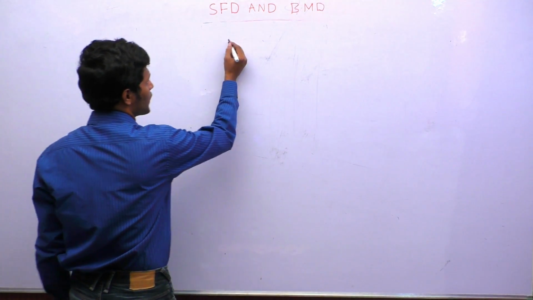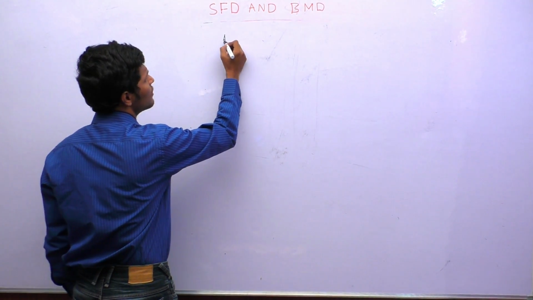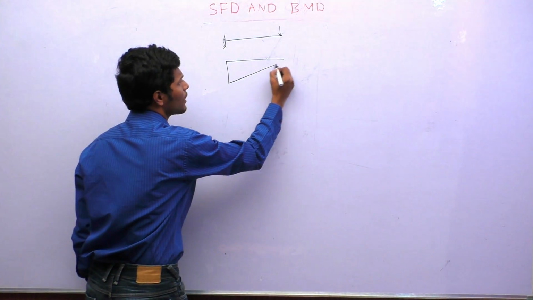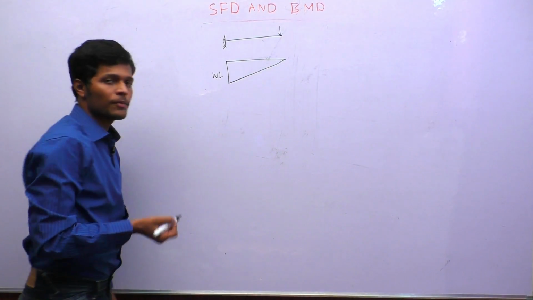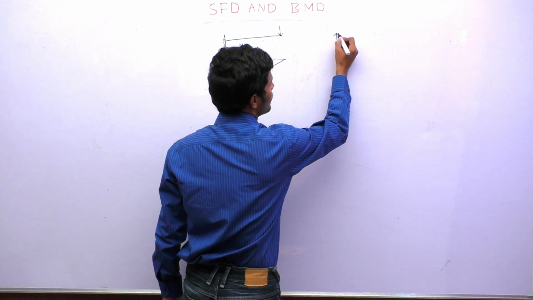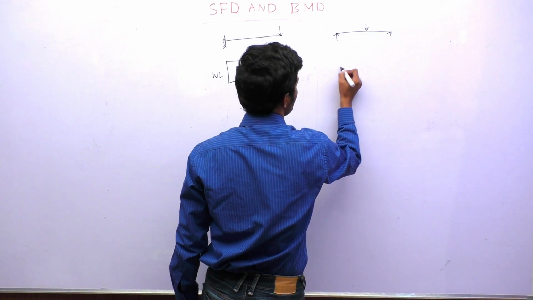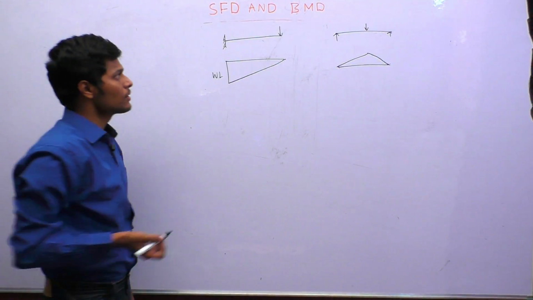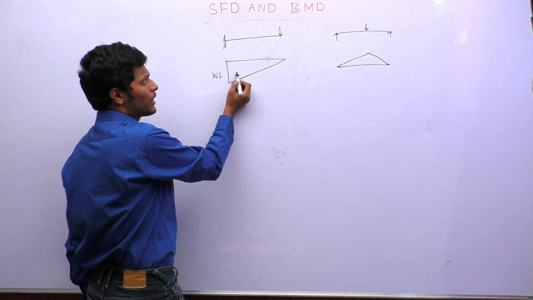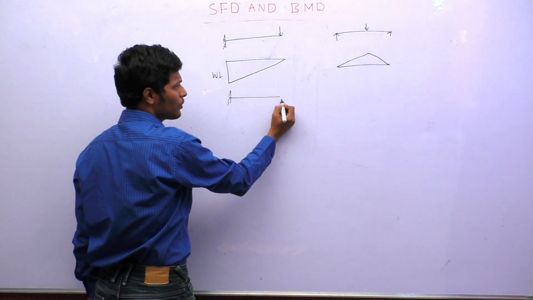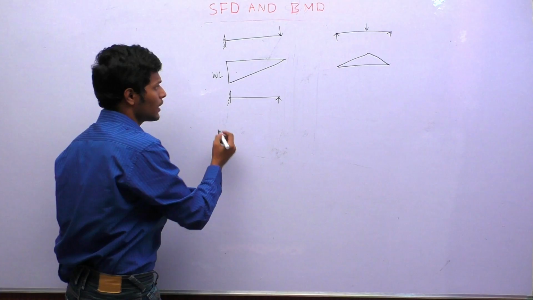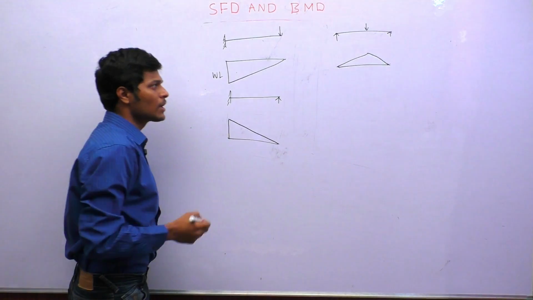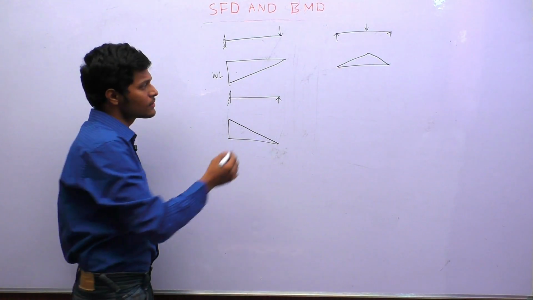Okay, so previously we have seen that for a cantilever with a point load, the bending moment diagram is a negative triangle, with the moment W into L. And for a simply supported beam with a point load, we have seen the bending moment is a triangle again. Now, a cantilever doesn't mean that you always have to get negative. Suppose the cantilever is subjected to an upward load like this, then we will get the bending moment as a positive triangle.